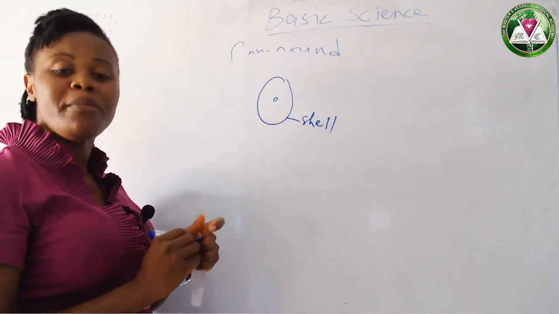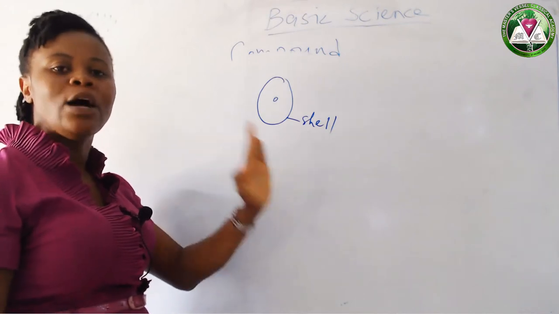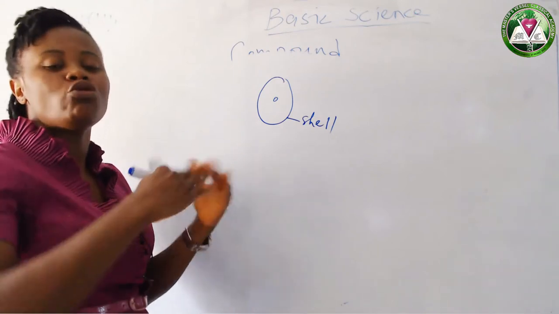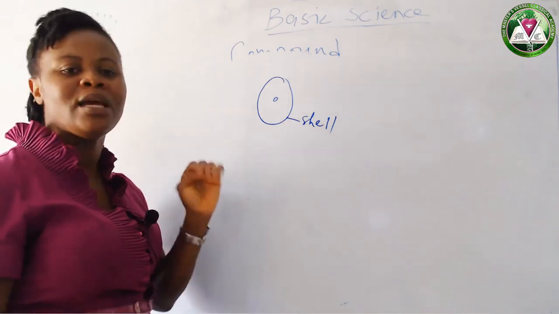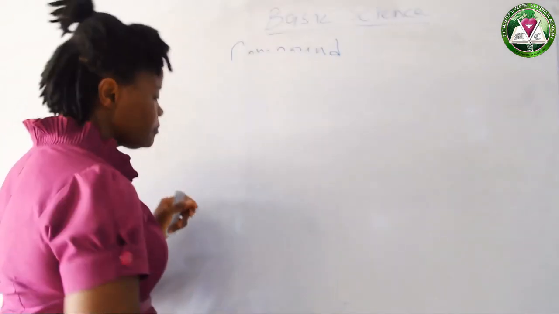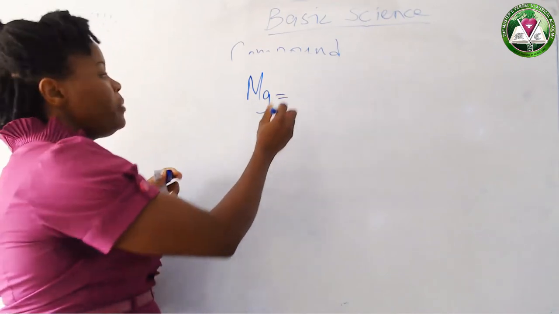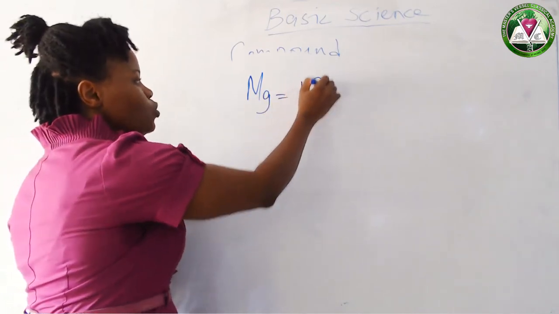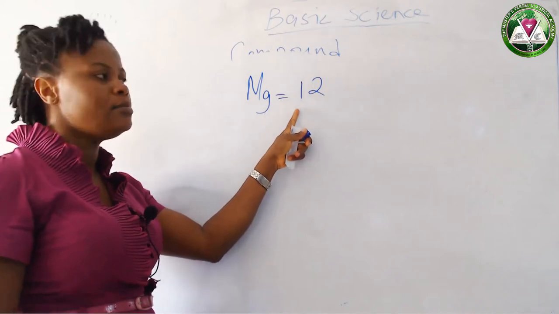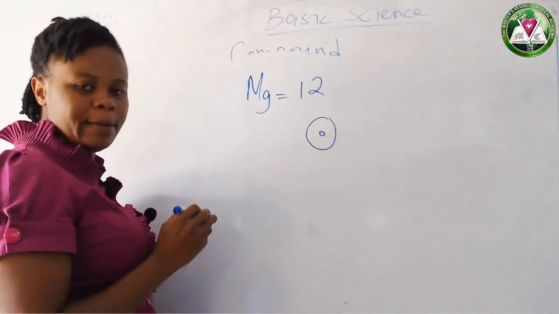So in drawing this atomic structure, first, you must know the atomic number of each element. Remember, I said that the atomic structure is just like the structural representation of these atomic numbers. For instance, magnesium. I hope you know that Mg is magnesium from our last class, and the atomic number for Mg is 12. Now, if I'm asked to draw the atomic structure of Mg, I'll quickly draw the shell and put my nucleus at the center.